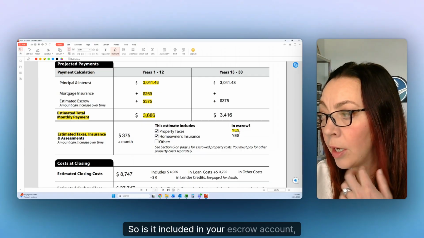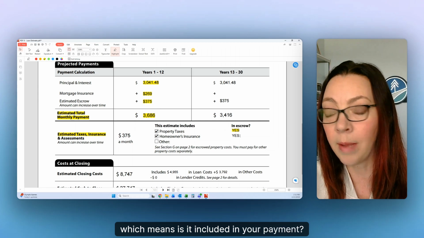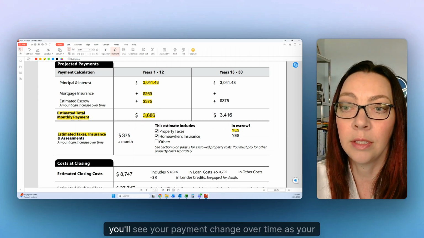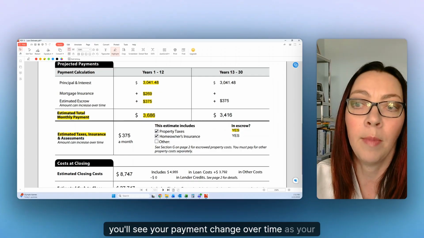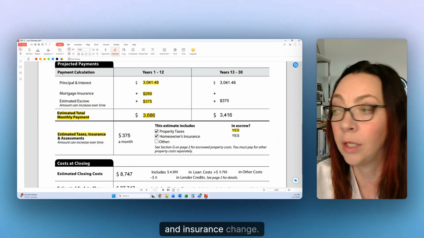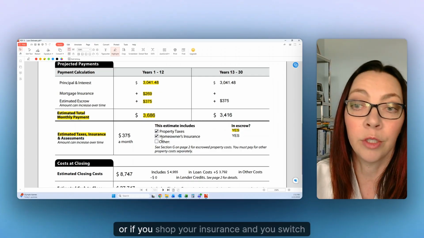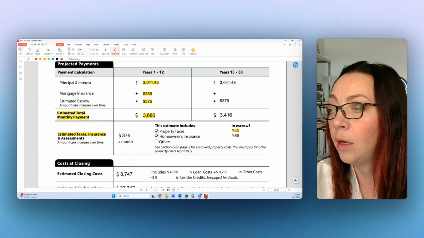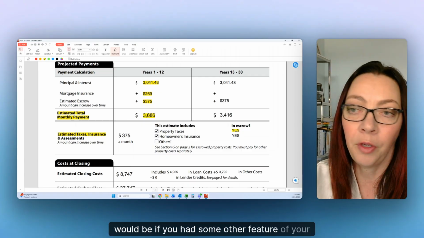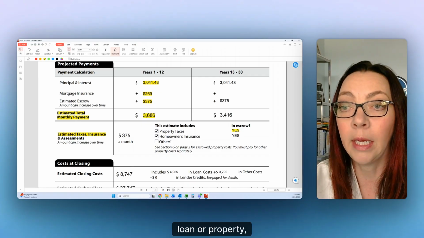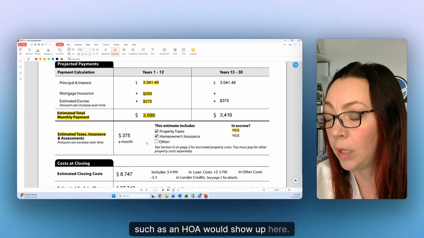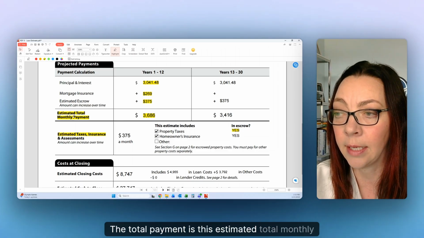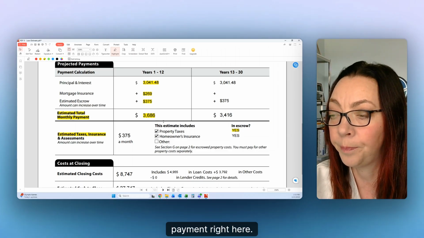So is it included in your escrow account, which means is it included in your payment? Yes. If that is included in your payment, you'll see your payment change over time as your taxes and insurance change. Or if you shop your insurance and you switch providers, all those kind of things. Other would be if you had some other feature of your loan or property, such as an HOA, would show up here. So this is a common question I get. The total payment is this estimated total monthly payment right here.